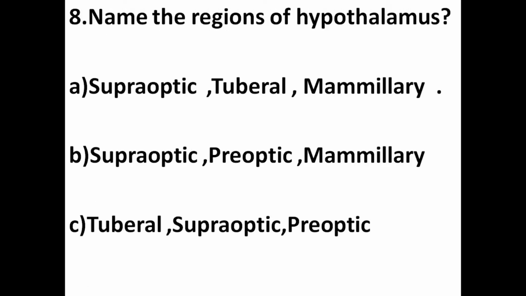Eighth one, name the region of hypothalamus. Option A, supraoptic, tuberal and mammillary. Option B, supraoptic, preoptic and mammillary. Option C, tuberal, supraoptic and preoptic. Answer, option A, supraoptic, tuberal, mammillary.